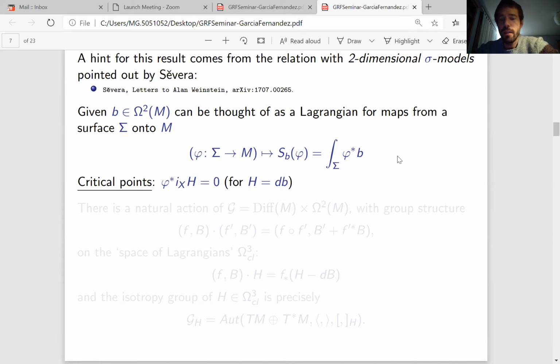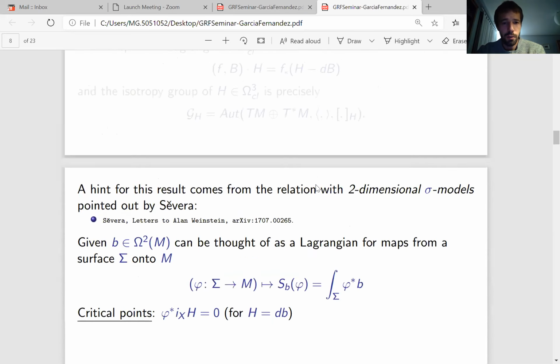So if this is the case, then if this action, which can be cooked up as follows, so if you have a two form B on the manifold, then this can be thought of as a Lagrangian for maps from a surface into M by sending one of these maps just to the integral over the surface of the pullback. So if this action has something to do with generalized Ricci flow, then we should be able to get some relation between this action functional and the Courant algebroid that we are pursuing. So recall that the critical points, given by vector fields, says that the pullback to the surface of the contraction of the vector field with H is zero, where H is dB.